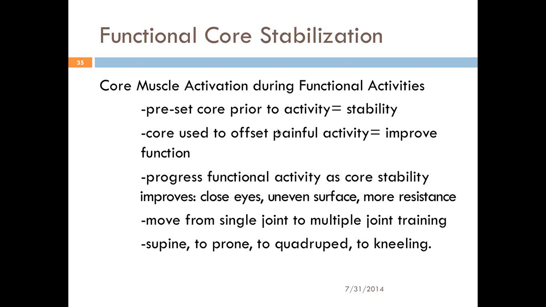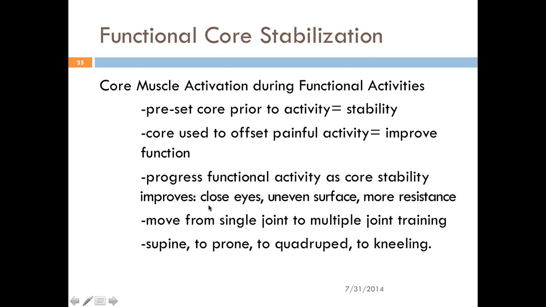Oftentimes you can have patients try an activity such as climbing up the stairs. Let's say they have low back pain and they say, oh, it's just too painful. Now have them try it with a tightened core. Have them engage their TA, multifidus, and pelvic floor all together and say, okay, tighten up, and now let's try the stairs again. There should be an improvement in their function when their core is pre-activated. So we can progress functional activity as core stability improves.